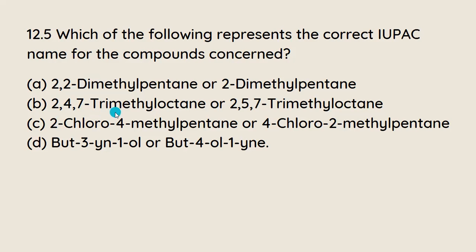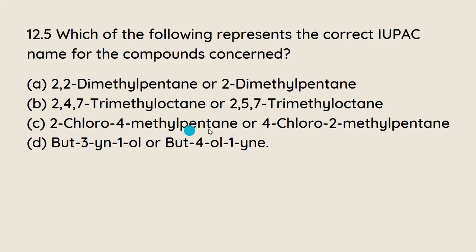Next, 2,4,7-trimethyl octane or 2,5,7-trimethyl octane. Based on the first point of difference rule, if you have the substituents, the first point of difference is that 2 and 2 are the same. So between 4 and 5, 4 is lesser than 5. Because of that, 2,4,7-trimethyl octane is the right one.